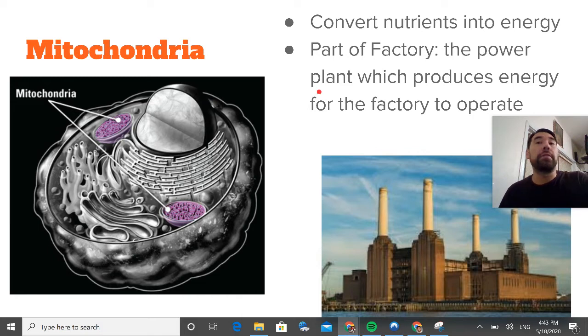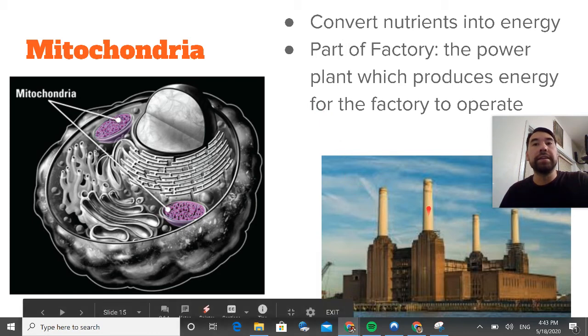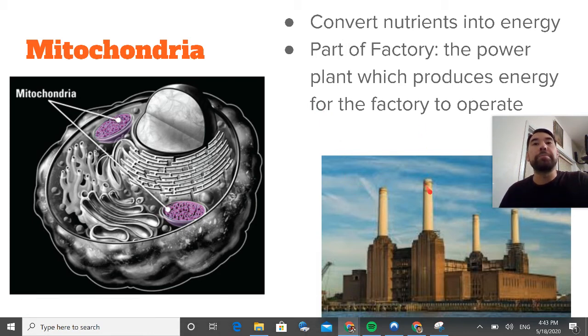So if we had to say this was part of a factory, we would say it's like a power plant, which produces the energy for the factory to work. So you could see in a place like this, you might see some smoke coming out. That's because that's where they'd be generating the energy.